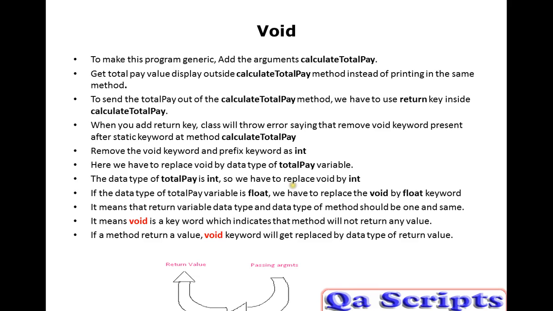This is a simple graphic I have on how to pass arguments. We are passing arguments at the right side of a method, then it will come inside and do some calculations. Using the return keyword, it will return the value outside the method.